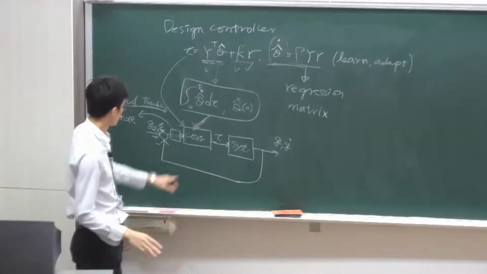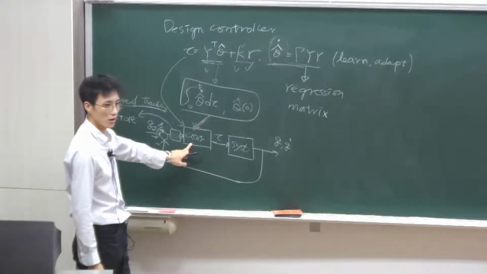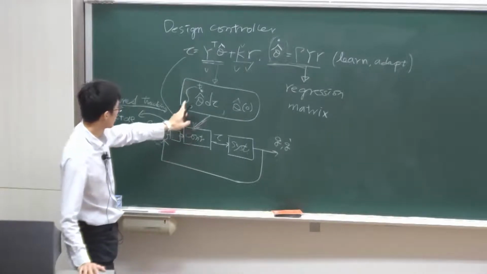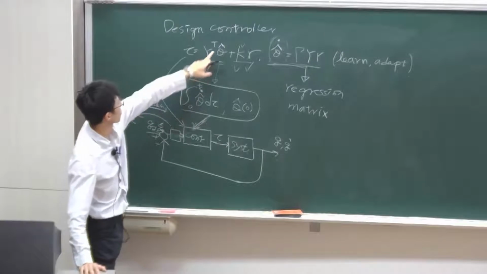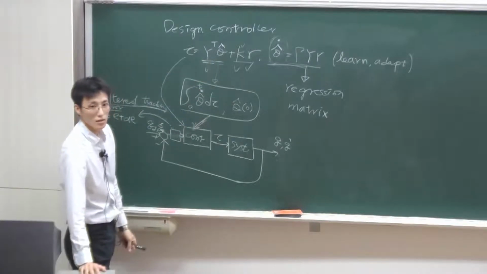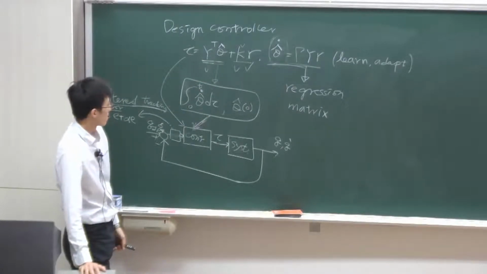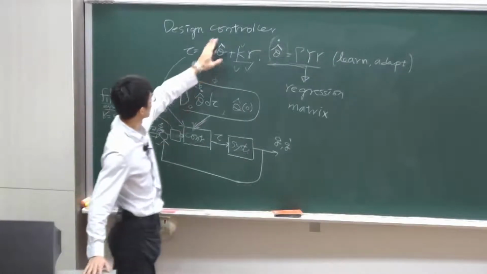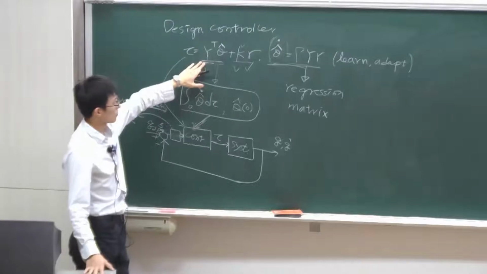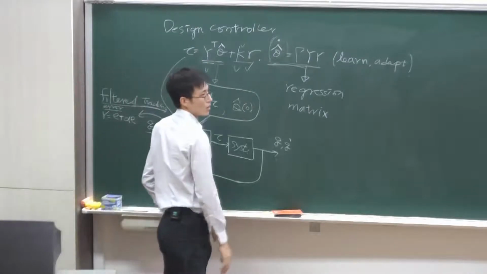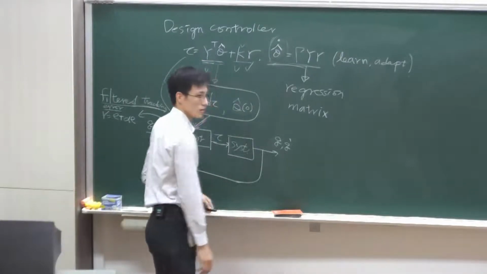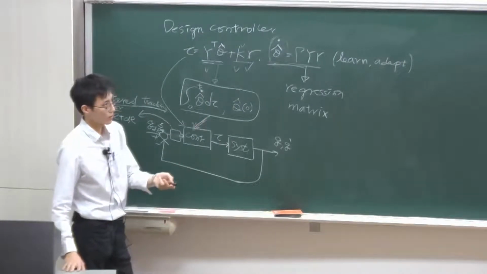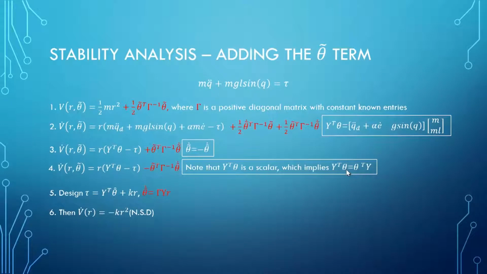But for the robust controller, you just do KR plus K2R, and it doesn't require theta hat. That's the difference. And the benefit of introducing these terms is that they give you global asymptotic stability, which we're going to prove in the next few steps. So this is for control implementation.